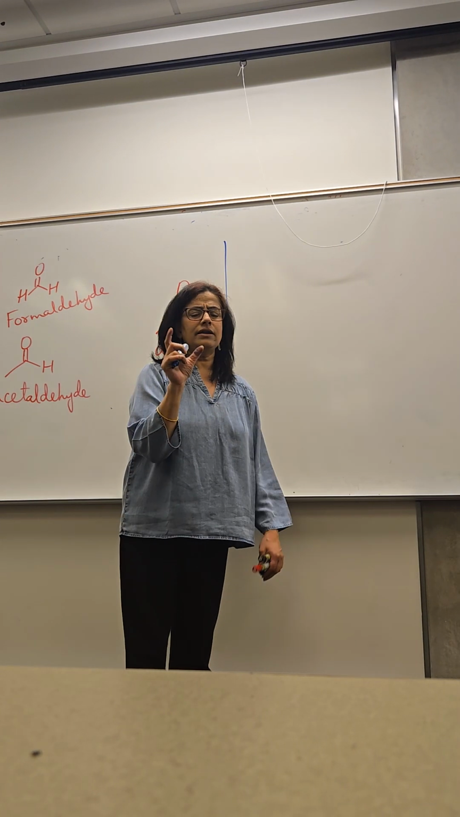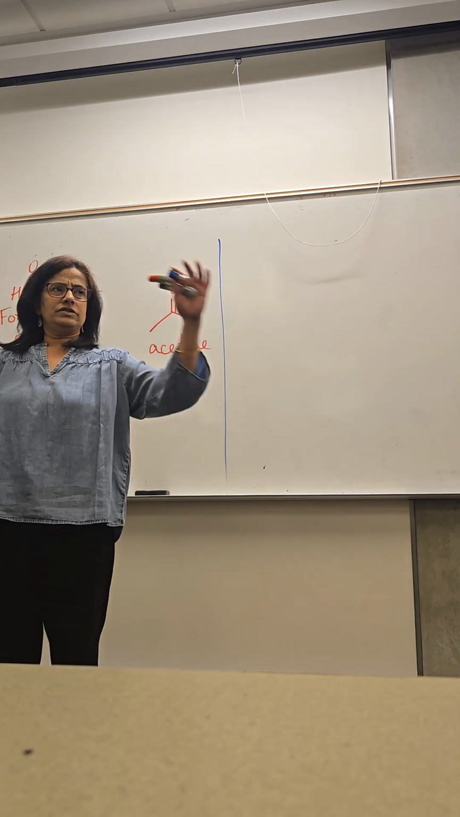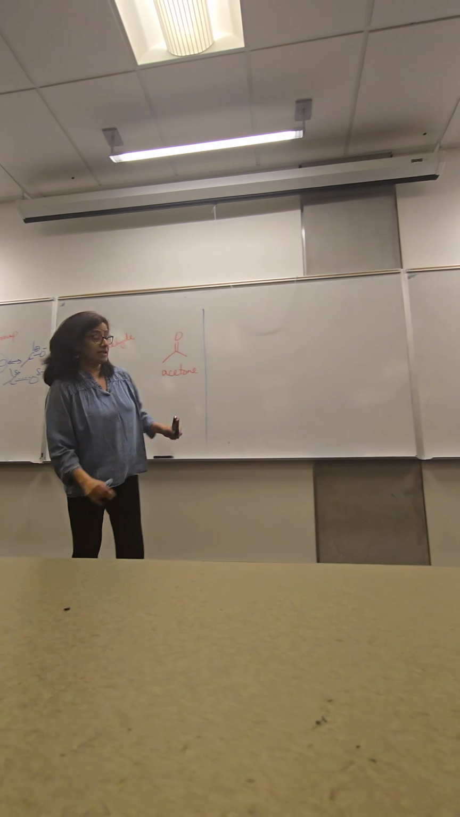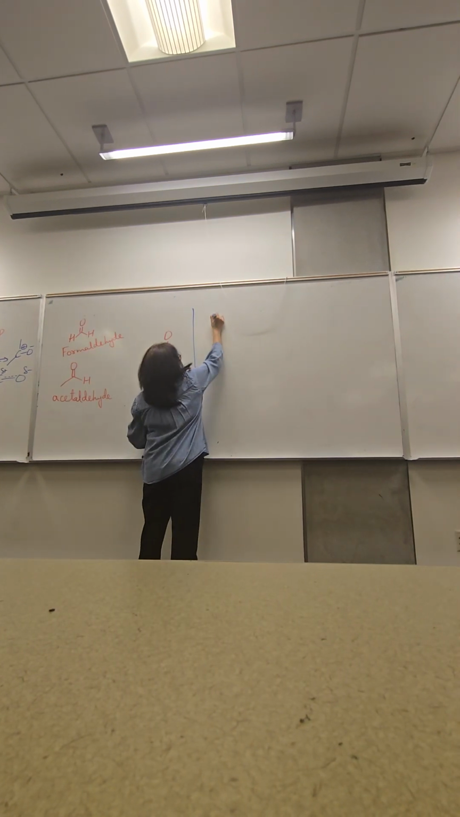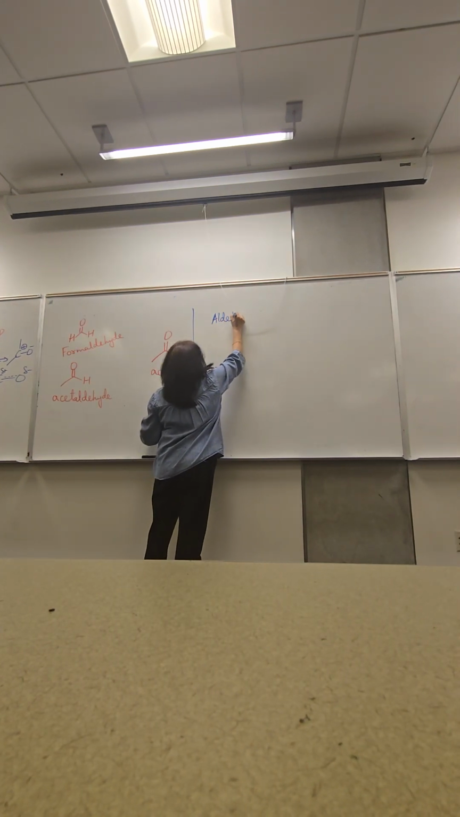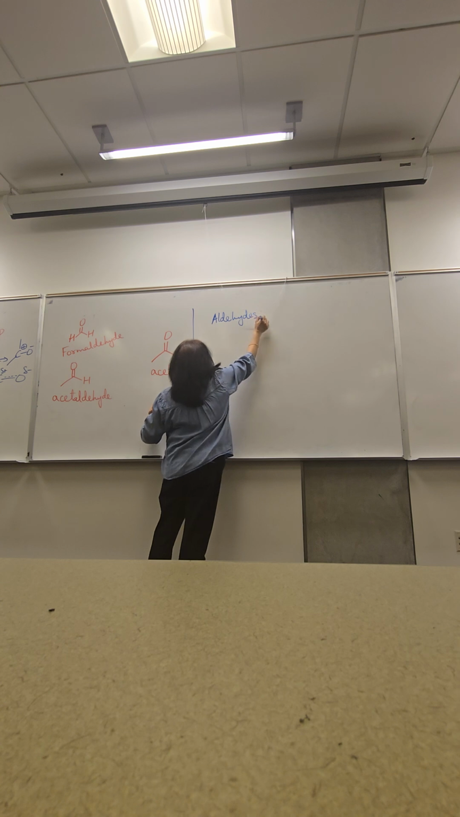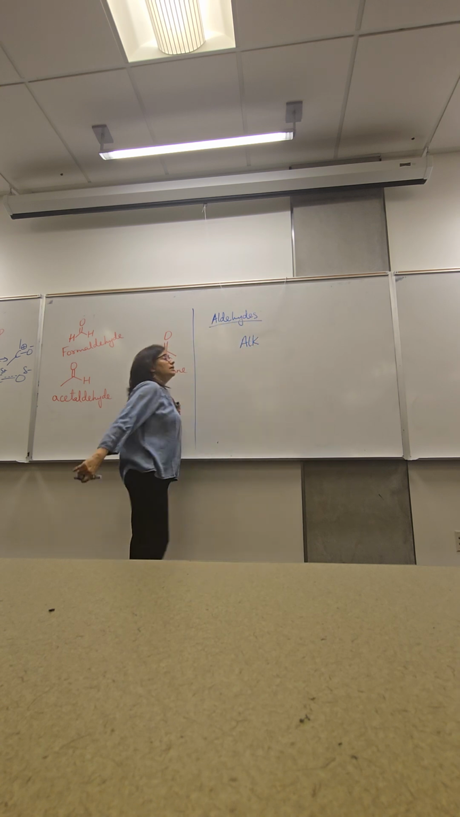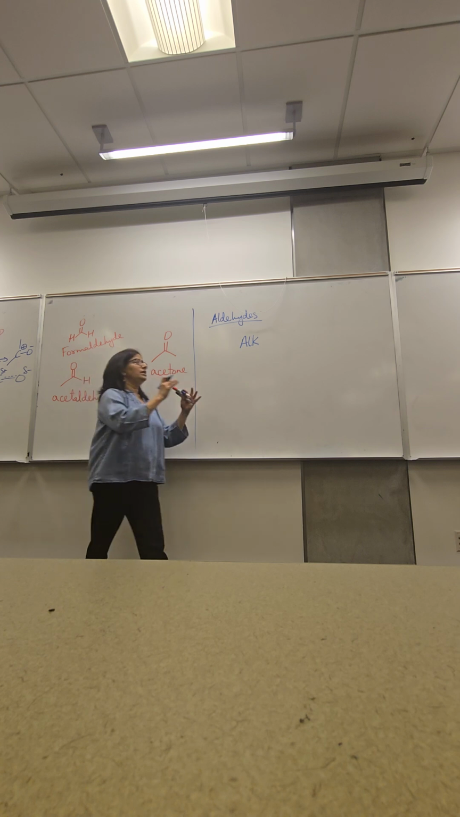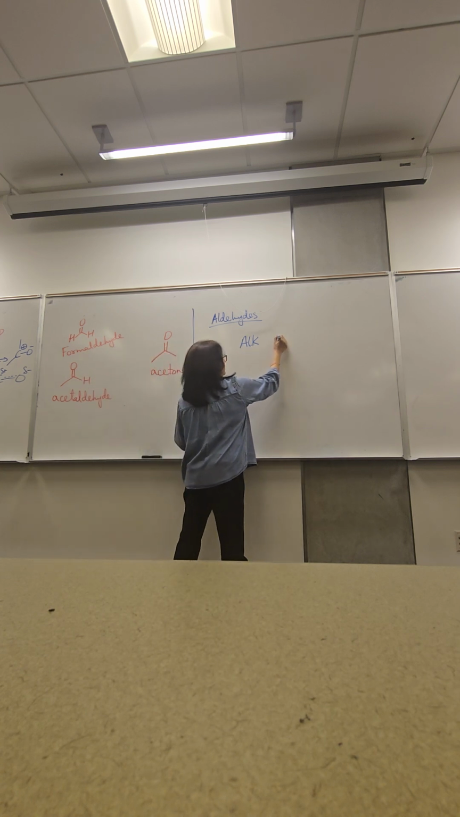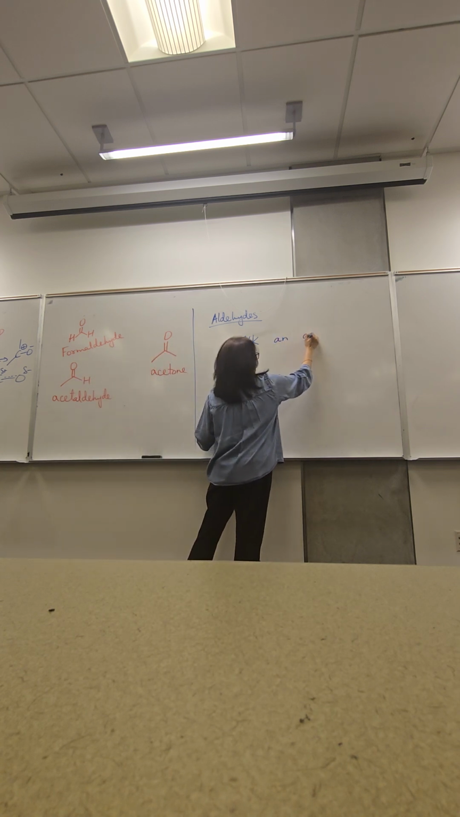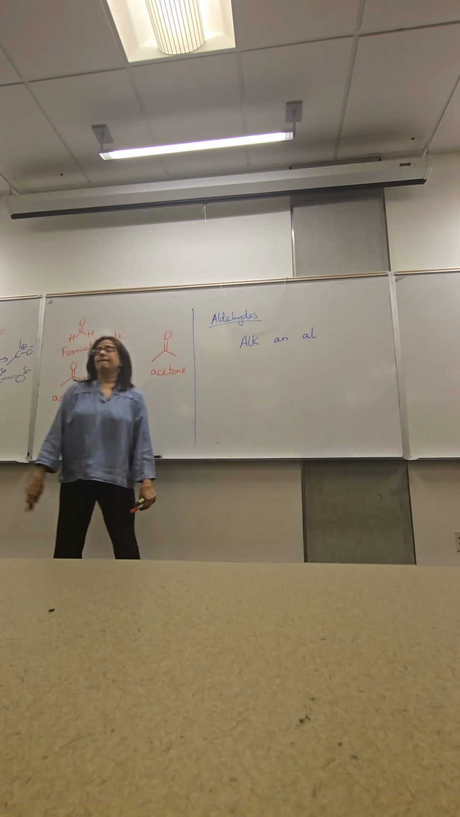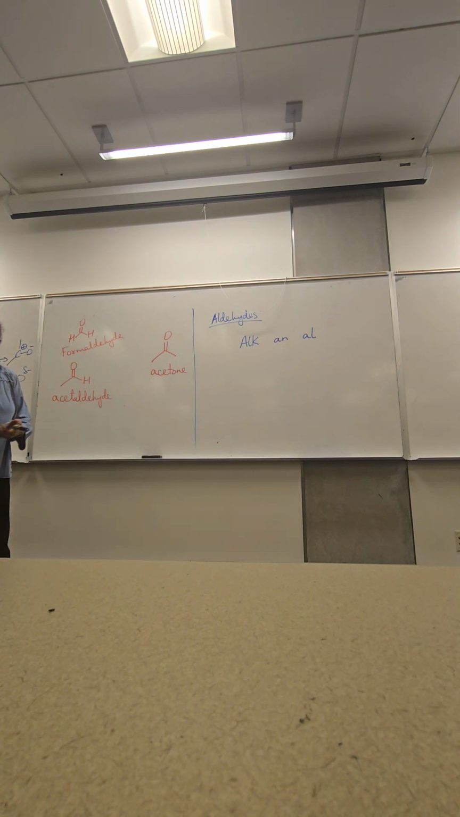When we go to IUPAC naming, I break it up into pieces because every piece tells us something. Same way, for aldehydes, if you're following the IUPAC naming, the name is broken down into alk, an, and al. Those are the three parts.